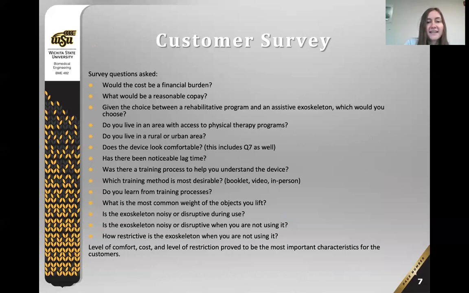A survey was sent to 18 users and potential customers to learn what they valued as the most important characteristics of the exoskeleton device. The survey questions asked are listed here on the slide, asking about things like cost, training processes, comfort and restriction of the device, and noise level of the device. From the results, level of comfort, cost, and level of restriction were the most important characteristics for the users and potential customers.